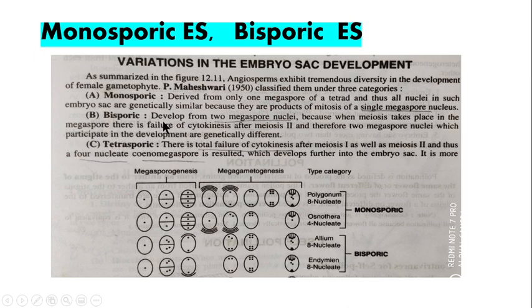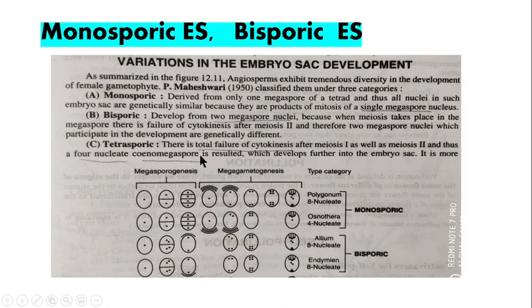Here the development of the entire embryo sac takes place from 2 megaspore nuclei, right? You can see over here, these 2 megaspore nuclei will take part in the formation of the further process. Look here, 2 nuclei are present, so it will divide and it will divide. Now again these 2 will divide and these 2 will divide. So 4 nuclei over here, 4 nuclei over here. So it is the 8 nucleate condition, it is the Allium type and Endymion type.